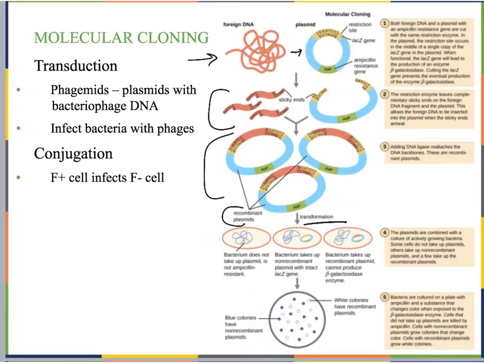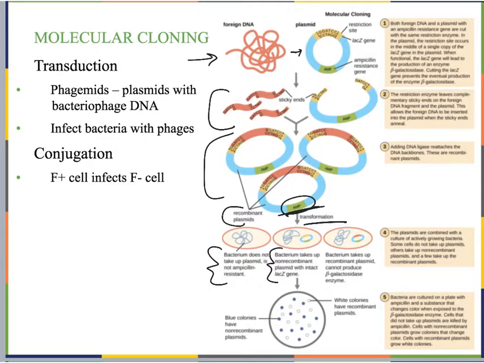Now here they're going through the process of sometimes this doesn't work, right? So some bacteria don't take up the plasmid, and so then they don't have the plasmid in here, and therefore are not ampicillin resistant, because remember this plasmid in this example also has ampicillin resistance. The second one is showing this is where the bacterium takes up the non-recombinant plasmid with the intact LAC-Z gene. So we're saying that this one has ampicillin resistance, and it also has the LAC-Z gene in it.